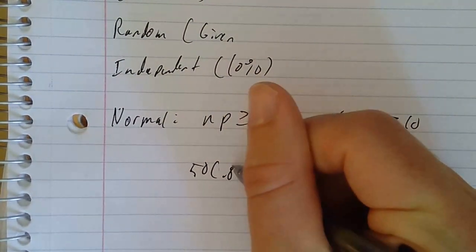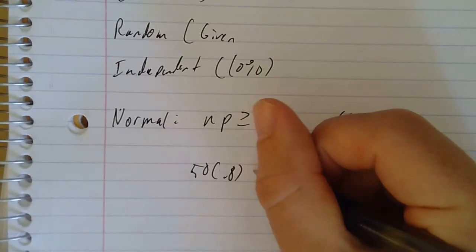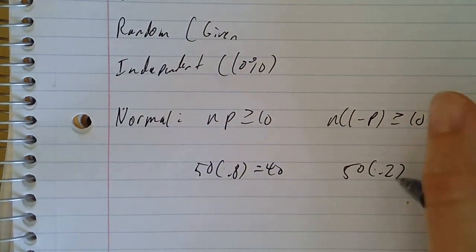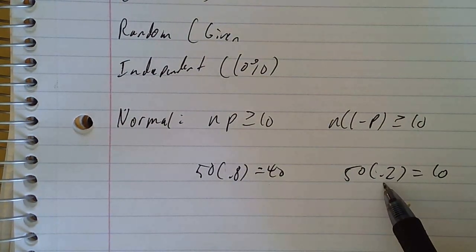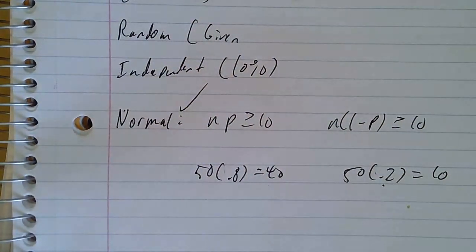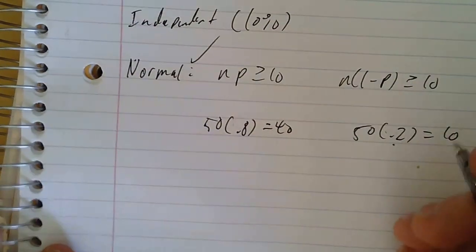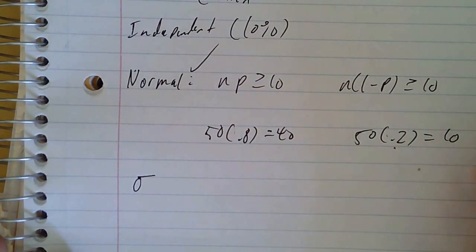So this one is going to be 50 times 0.8, which is 40, which is good. And then 50 times 0.2, which is 10. That 0.2 is 1 minus 0.8. So we're good on normal, and the conditions are the same. The rest is very similar too. We need to find the standard deviation.